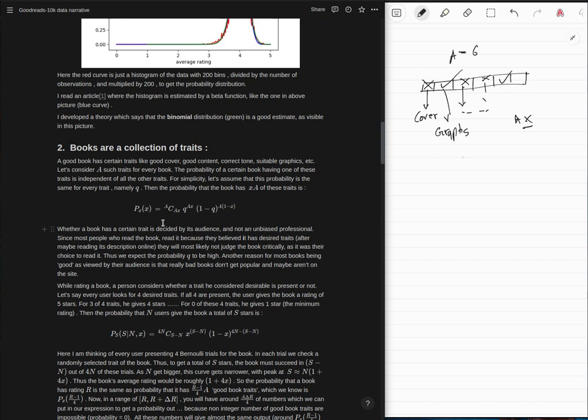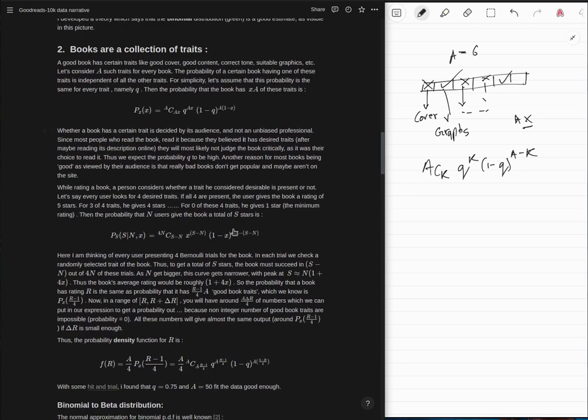It's just this thing, A choose AX, Q power AX, and 1 minus Q power A times 1 minus X. Written using K, this would be A choose K. So there are A choose K ways to get K correct marks, right? And for each of those cases, the probability is Q power K times 1 minus Q power A minus K. Now just substitute K equal to AX in this, and you will get this distribution. Awesome. This is not a probability density function, this is just a distribution. So this is the real probability that you're actually going to get K good book traits, something like that.